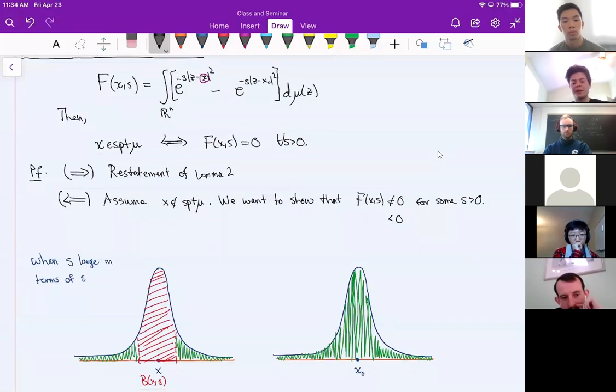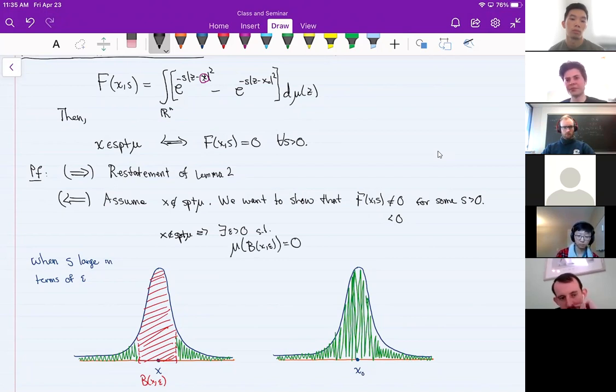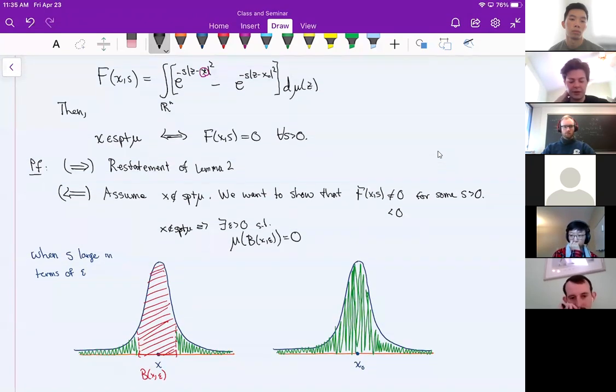Again, this integral on the left-hand side is a Gaussian bump centered around my point x. In this case, we're assuming that x is not in the support of mu, which implies there exists some epsilon greater than 0 such that mu of this ball is equal to 0. I've drawn that down here on the left in red to show that mu doesn't assign any measure to this ball around x.